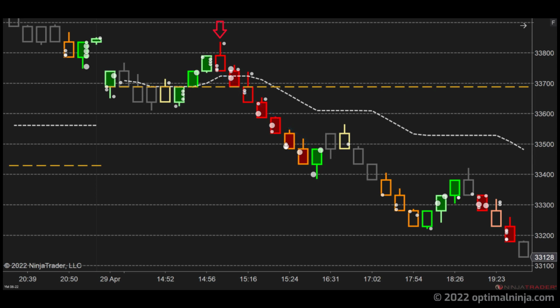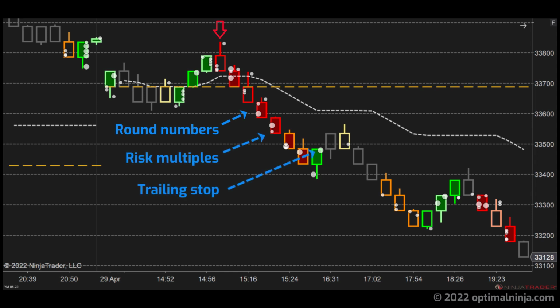This is why it's crucial to develop a rule-based methodology for exiting profitable trades rather than emotion or intuition. In the trading guide, I suggest targeting round numbers, risk multiples, say exiting at +4 bars profit, or simply using a trailing stop.